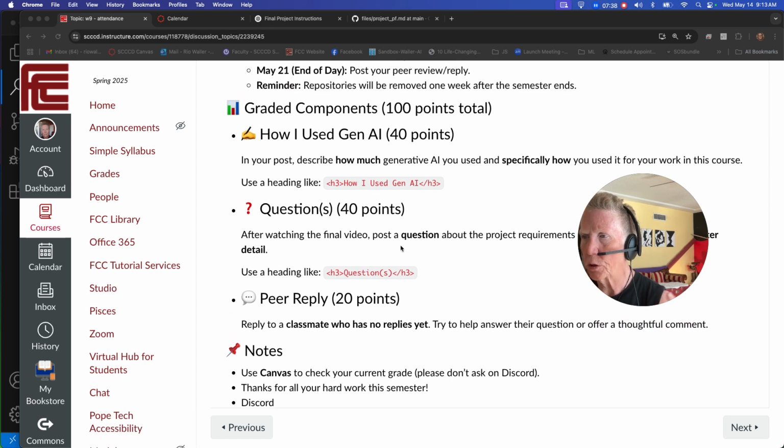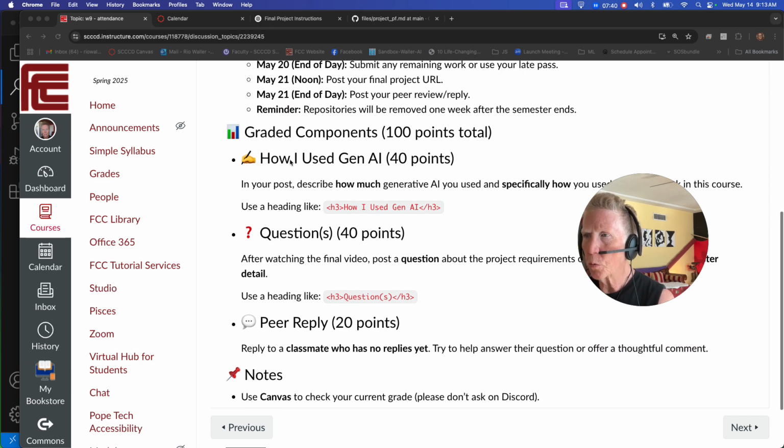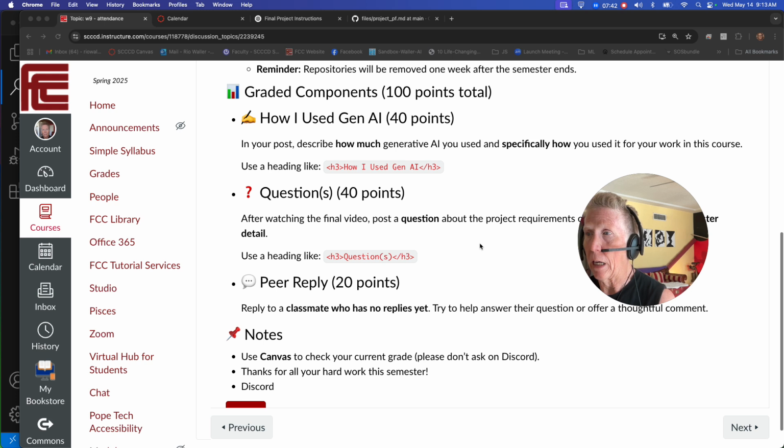So there's 2 questions. The first one is, how did you use Gen AI, right? And be specific. Like, this is really helpful because the other thing is students that don't know how to do it may, and there's a spectrum, right?